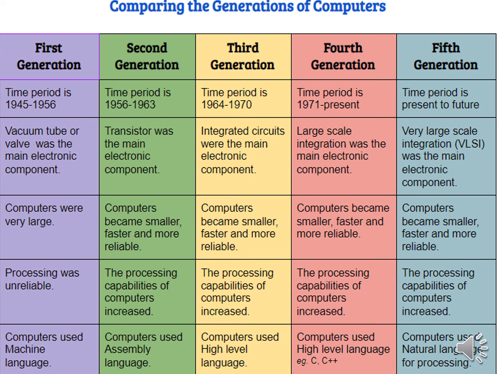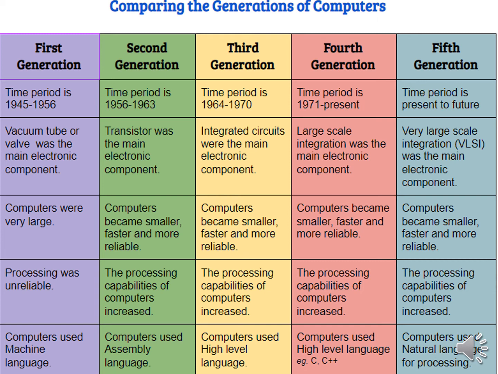The time period for the third generation of computers was 1964 to 1970. Integrated circuits were now the main electronic component. Computers became smaller, faster, and more reliable. The processing capabilities also increased, and computers used high-level language.